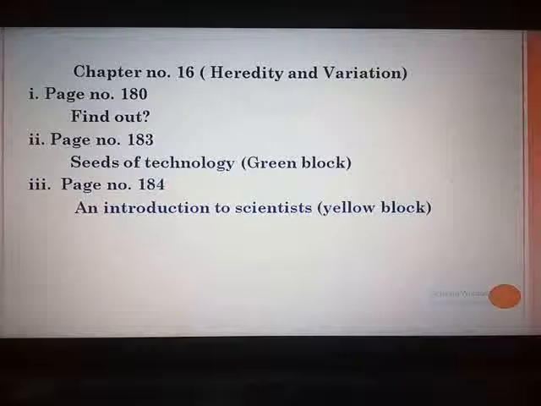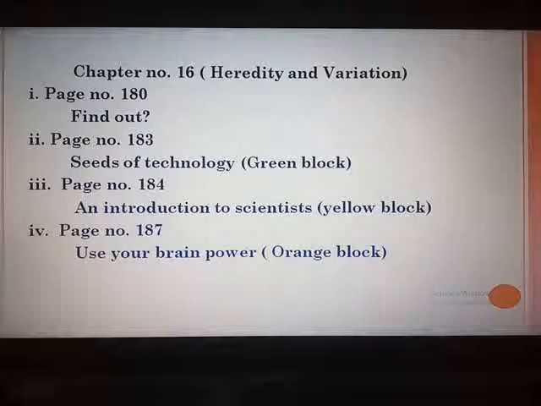Page number 185. Page number 185, no reduction. Page number 186, no reduction. Page number 187, you can see towards the right side of the page, you have an orange colored block. Use your brain power. That entire block you remove. Phenotypic ratio, genotypic ratio, that ratios and all 2 questions, everything, that entire box you have to remove.